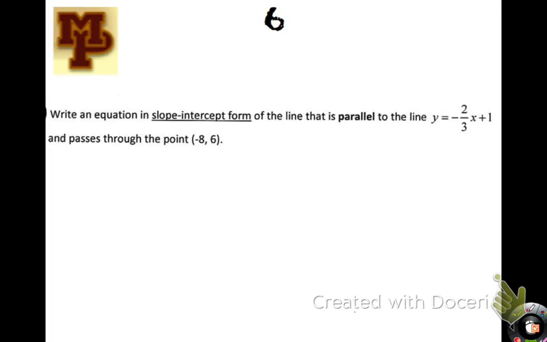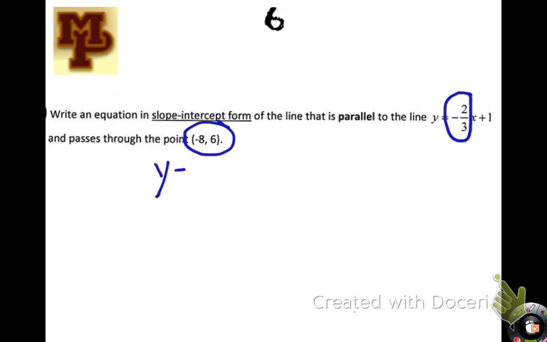Okay, so we need a slope. We can pull the slope out of this one because the line is parallel, so it has the same slope. And then we also need a point. So a point and slope. And then we're going to want to use the point slope form.